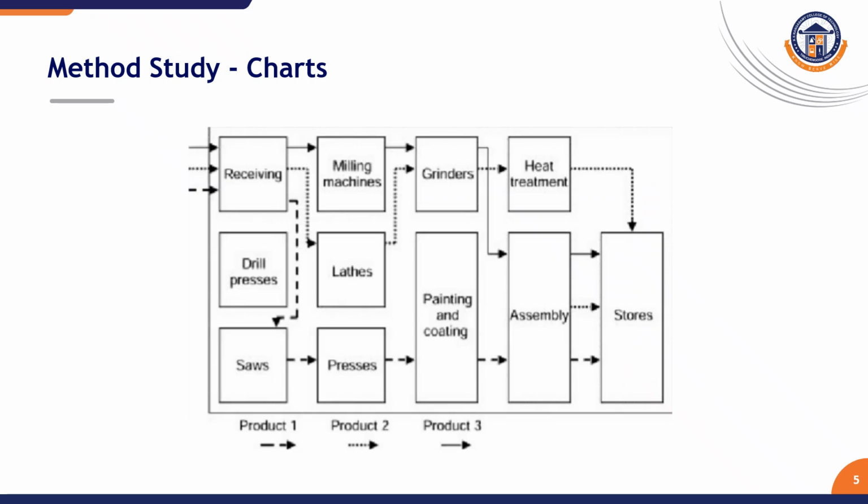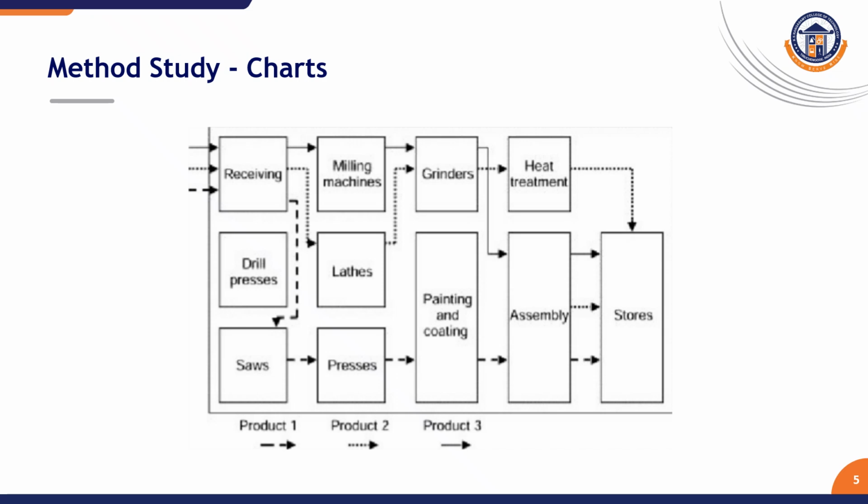Then we talk about method. Another three products are there. On the left hand side, three arrows show them being received. One product goes to the milling machine, the other to the grinder, and after milling it goes to grinding, and after that it goes for assembly. The second product goes to a lathe. From the lathe it goes for grinding, and from grinding it goes to heat treatment and then to the stores.